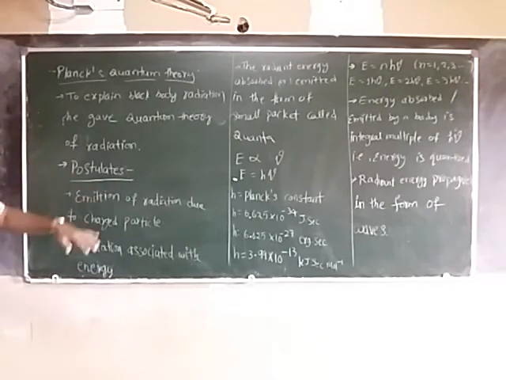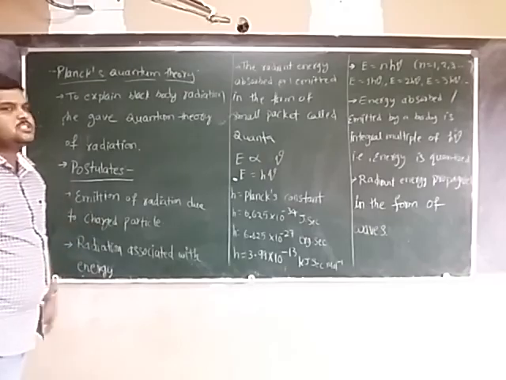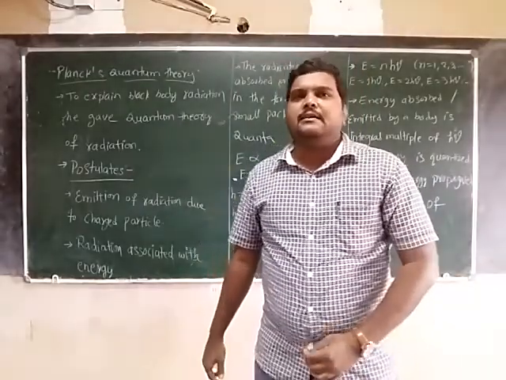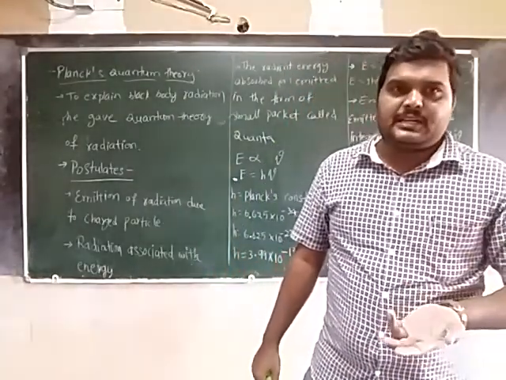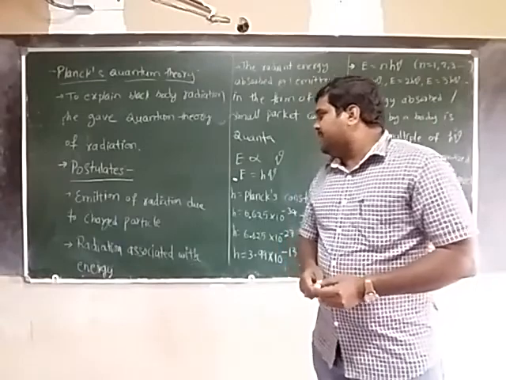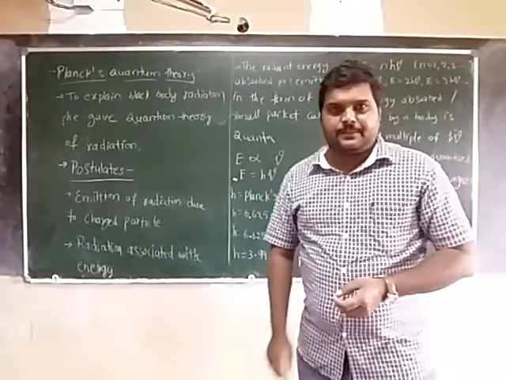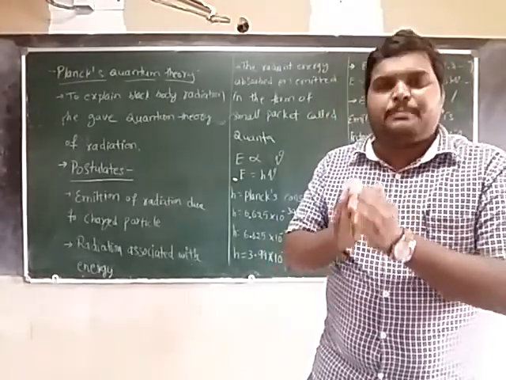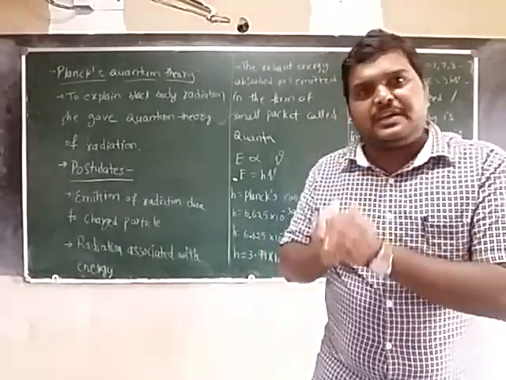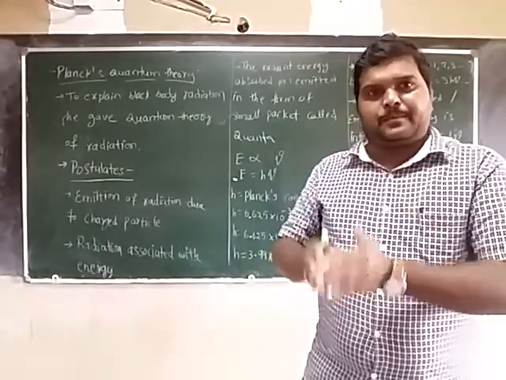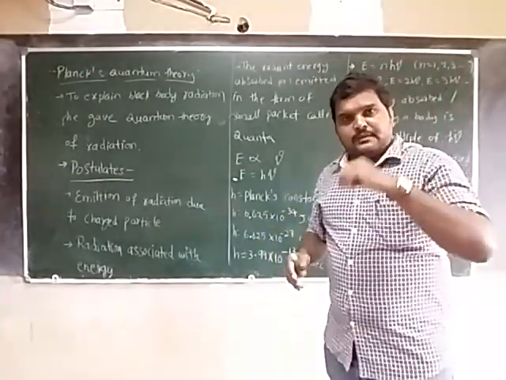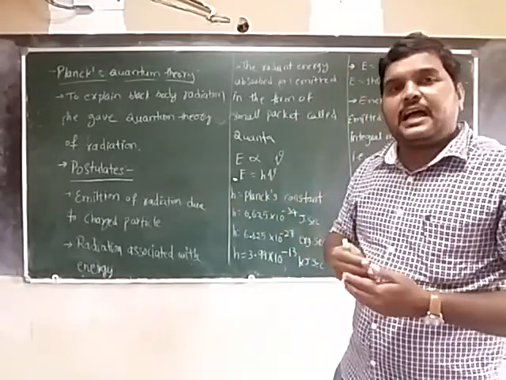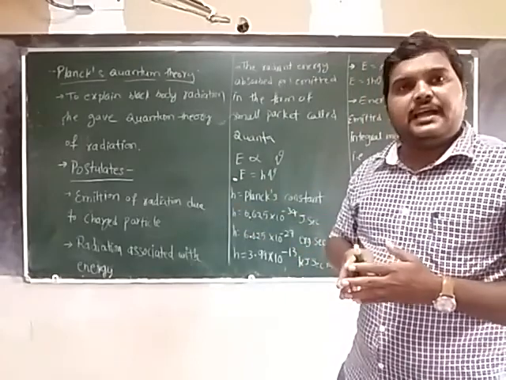Emission of radiation is due to charged particles. In the last class on black body radiation we also said that radiation is because of the charged particle, that is, the electron. Next, radiation is associated with energy, so a particular radiation contains a particular energy, frequency or wavelength.